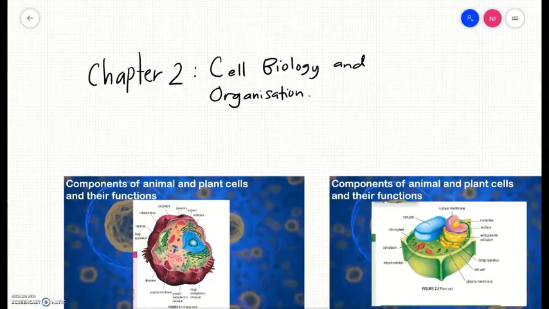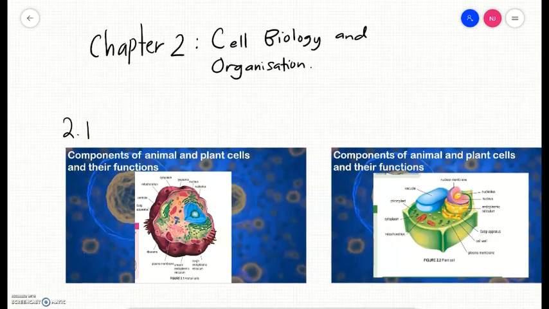Hello everyone. Okay, today we're going to enter chapter 2, Cell Biology and Organization. So we start with 2.1, the components of cells. As you already learned in Form 1, you already know the shapes of animal cells and plant cells. So what we are going to learn today is we are going to look at each of the components that exist in animal and plant cells based on their structure and functions.